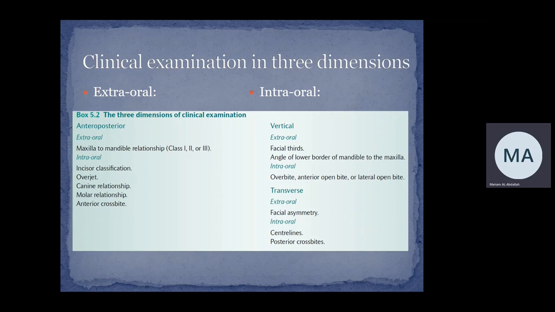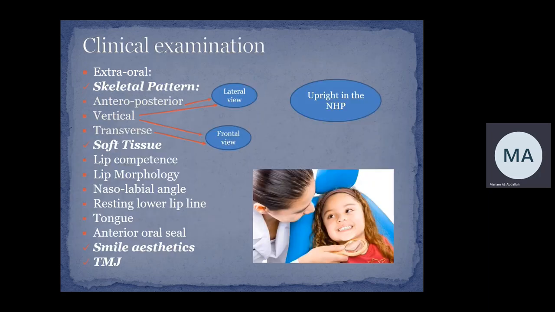So the clinical examination in three dimensions is divided into extraoral and intraoral. Today we're going to finish the extraoral examination in three dimensions. First of all, the skeletal pattern in the anterior posterior, in the vertical and in the transverse dimension. If we look at the patient's lateral view, his profile, we can get information about the anterior posterior skeletal pattern and the vertical skeletal pattern.